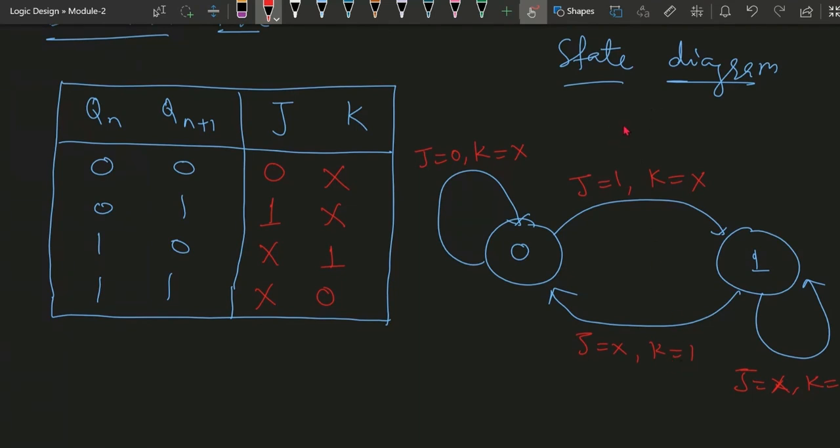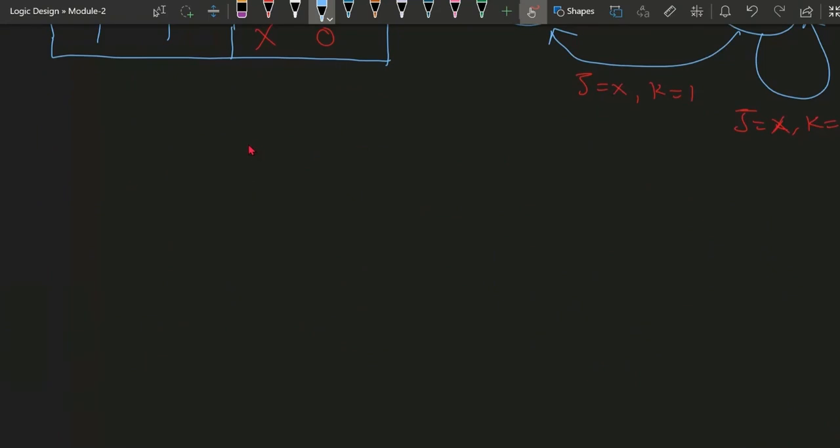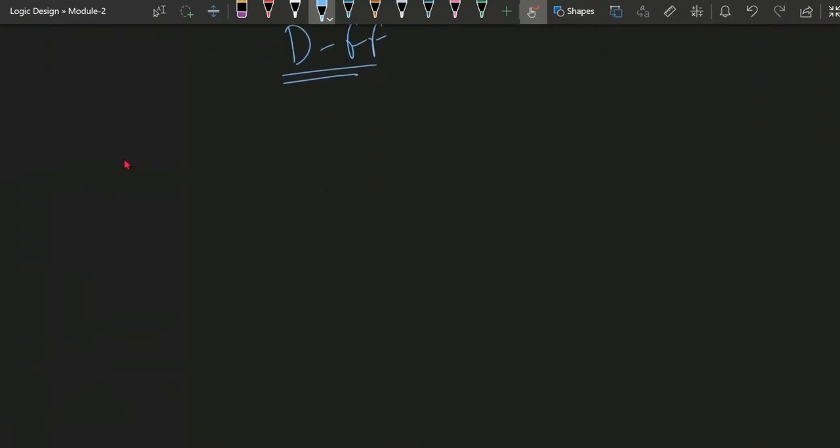So this is basically the state diagram in case of JK. Next we will be looking at a D flip flop. For D flip flop, we will be looking at the truth table. We have already gone through that. The truth table will be like here.